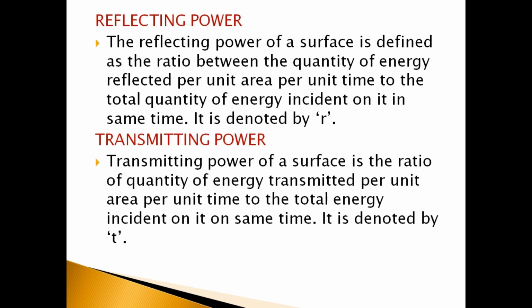Now next is reflecting power. The reflecting power of a surface is defined as the ratio between the quantity of energy reflected per unit area per unit time to the total quantity of energy incident on it in the same time. It is denoted by small r. Now next is transmitting power. Transmitting power of a surface is the ratio of quantity of energy transmitted per unit area per unit time to the total energy incident on it in the same time. It is denoted by small t.